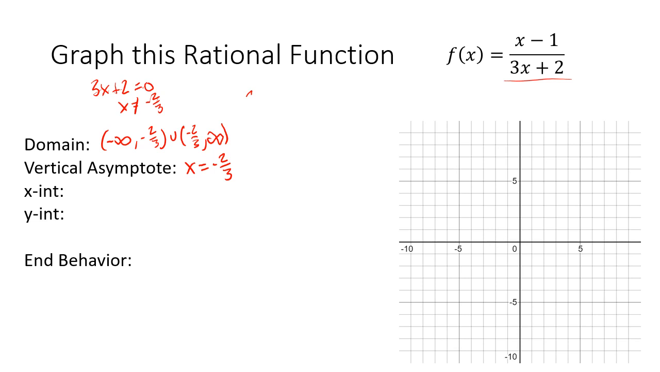We can sketch that in on our graph. Negative 2/3 is right here. So there's going to be a vertical dotted line, x equals negative 2/3. The graph of this function will never touch that.